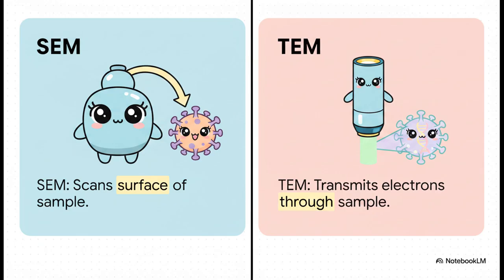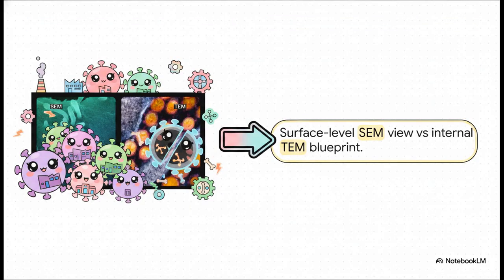And then, on the flip side, we have the transmission electron microscope, or TEM. This one literally transmits electrons straight through the sample. These two tools give us fundamentally different perspectives of the exact same viral particles. Now, just look at this striking visual difference.